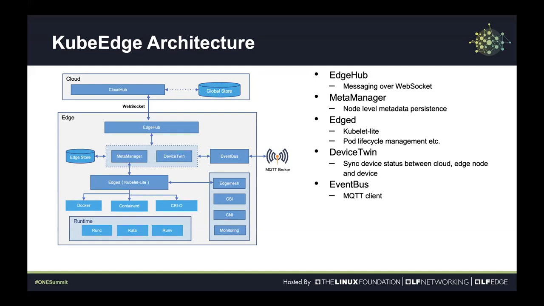EdgeD we derived from kubelet, and we call it kubelet light. Basically it does the pod management, so we can create a pod and delete a pod also. With that, we can control the pod lifecycle and create pods even when the connection between the cloud and edge is broken. The last one is the event bus. That is basically an MQTT client supporting the PubSub model. We can collect the status from the device.